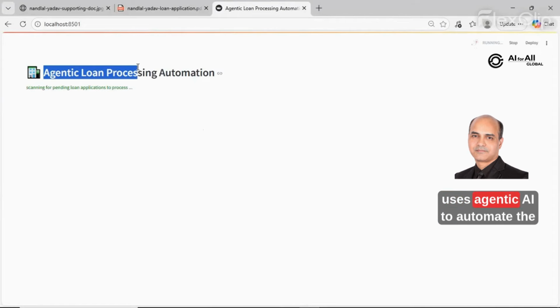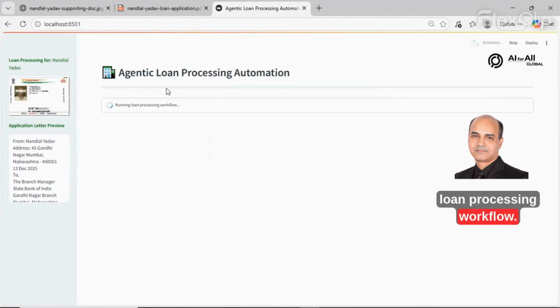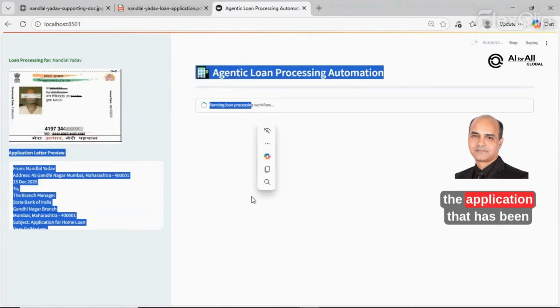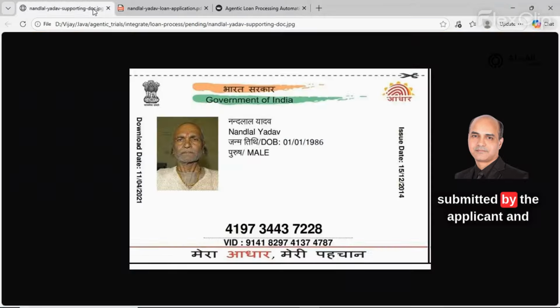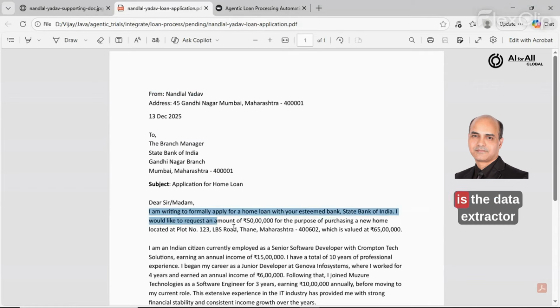application that uses agentic AI to automate the loan processing workflow. Loan processing here is represented by 4 stages, and each stage is represented by an agent. The first stage is to read the application that is being submitted by the applicant and extract only those details that are relevant to the loan that is being requested by the applicant. This is the data extractor agent.